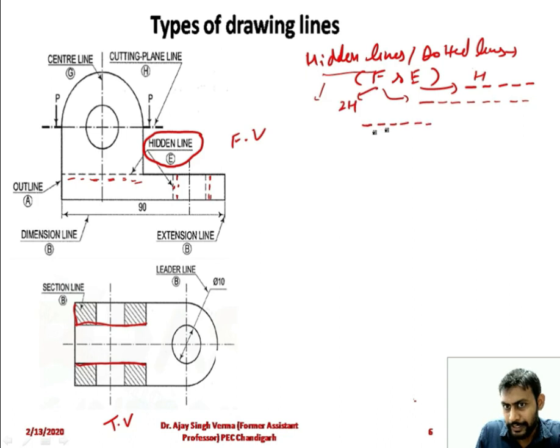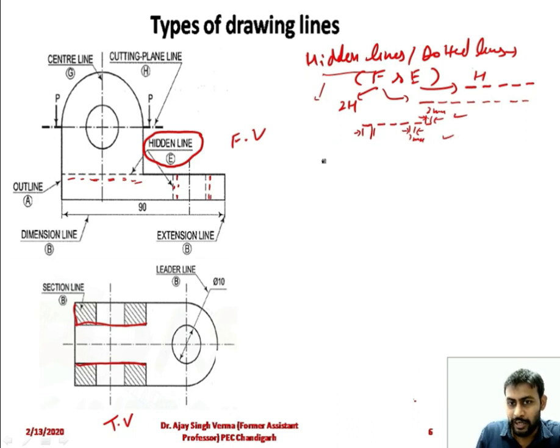Is it clear? For the hidden line, if I'm talking about this portion, the width of this is 2 mm, and the space between these two is 1 mm. So this is standard. Students, remember when you plot your drawing sheets, the hidden line has these dimensions. So it is very important.